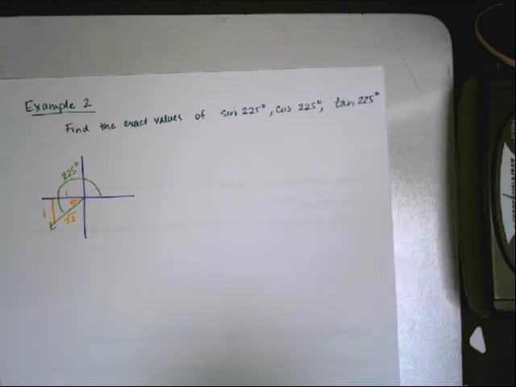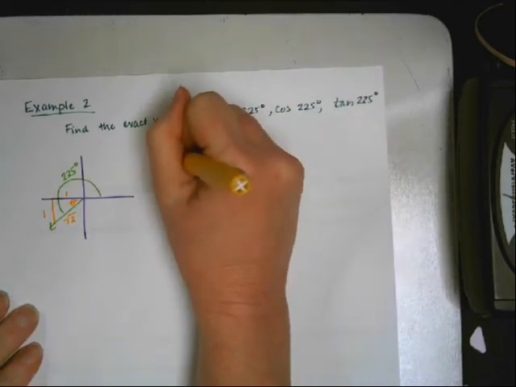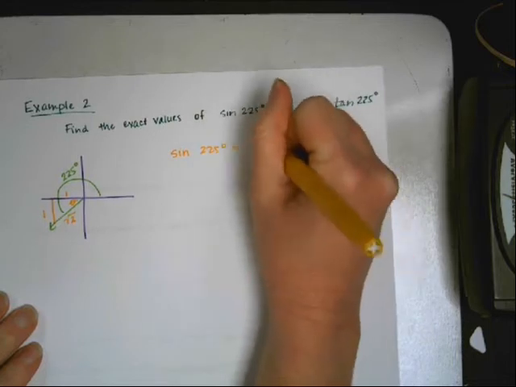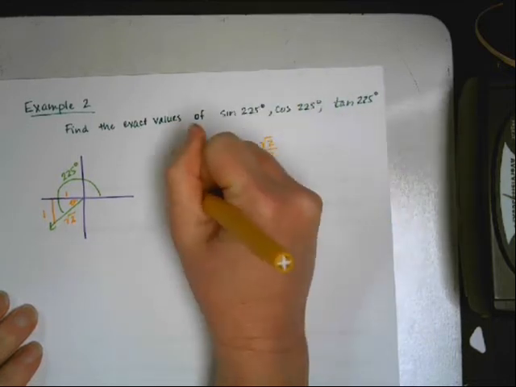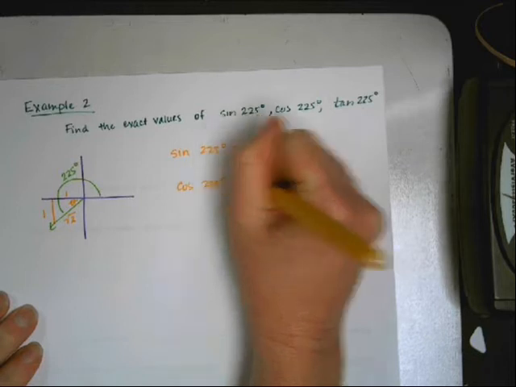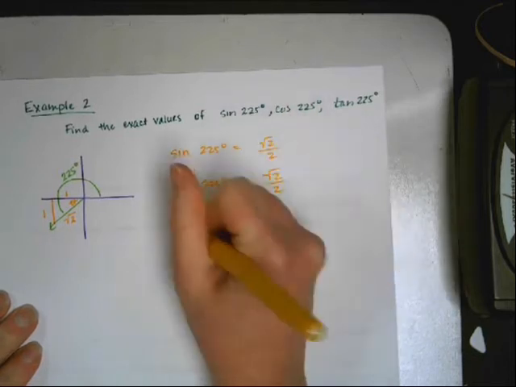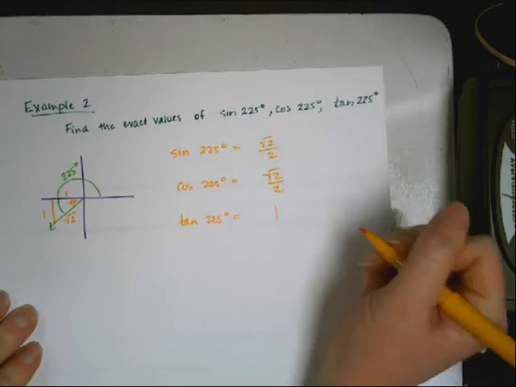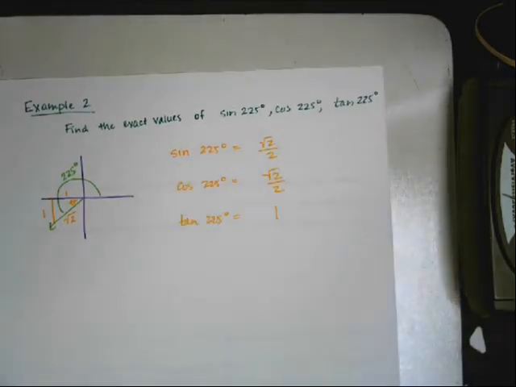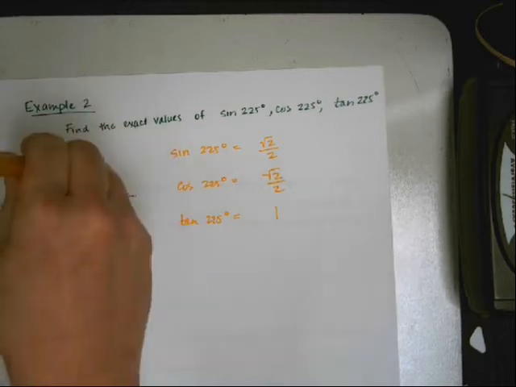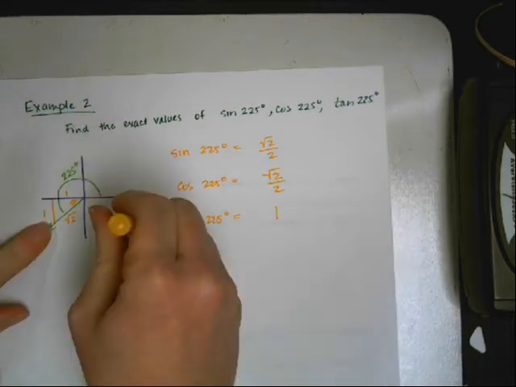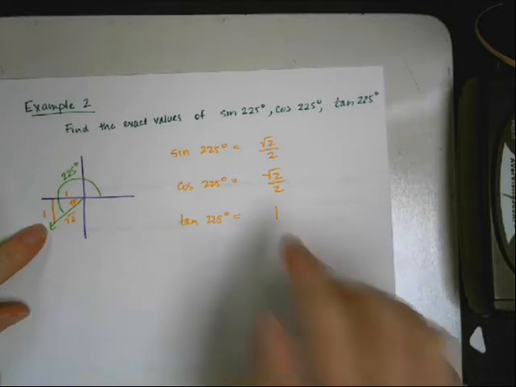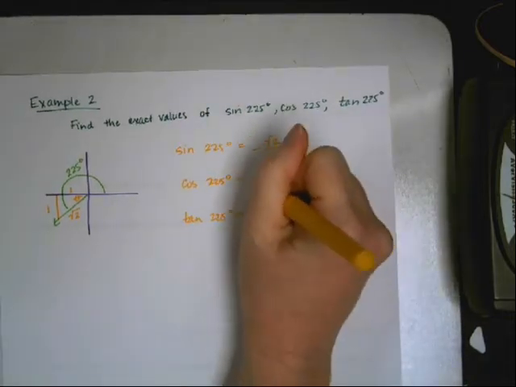So, I'm going to write them down real quick. Sine of 225 is going to be negative square root of 2 over 2. Cosine of 225 is going to be negative square root of 2 over 2. And tangent of 225 is going to be 1. Now I have to think to myself, all students take calculus. So in quadrant 3, the only thing that's positive is tangent. Everything else is negative.